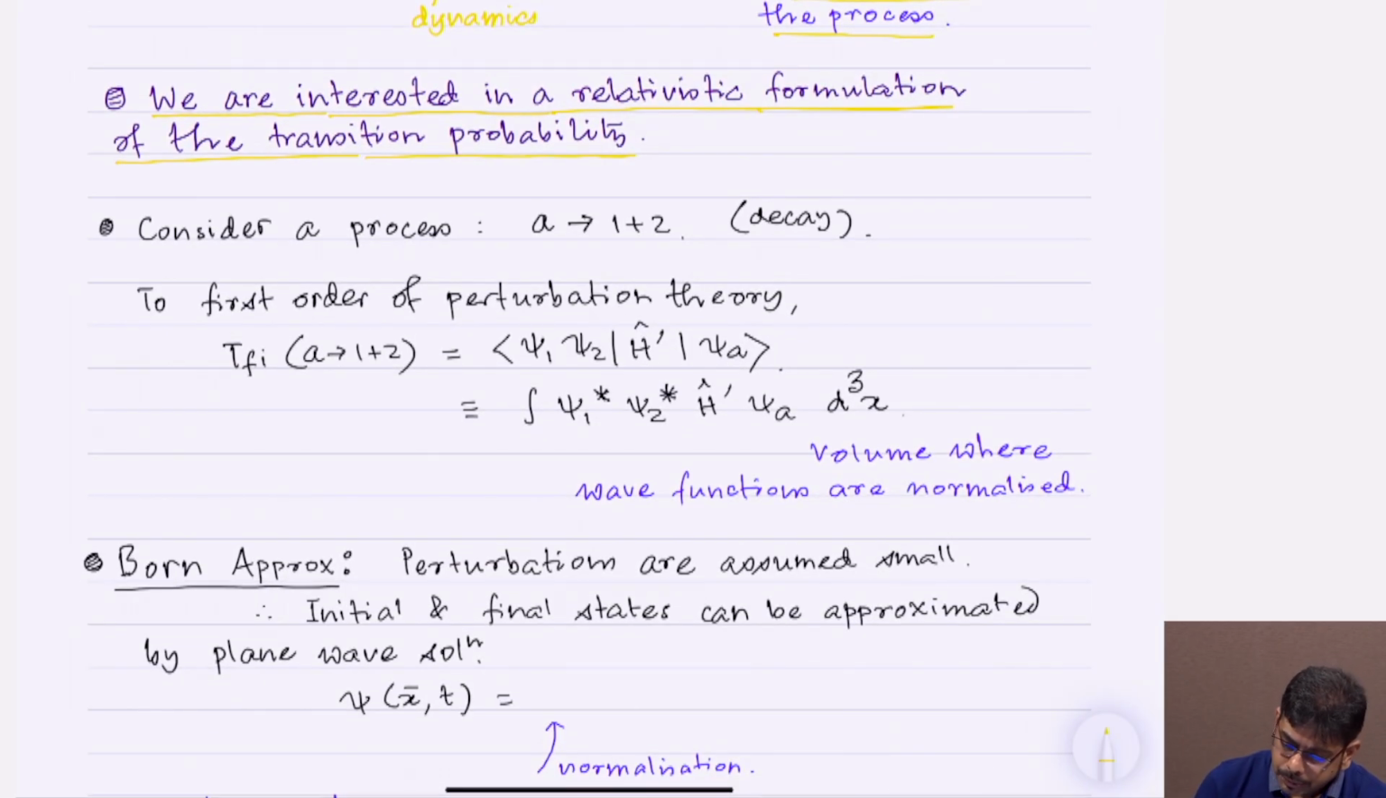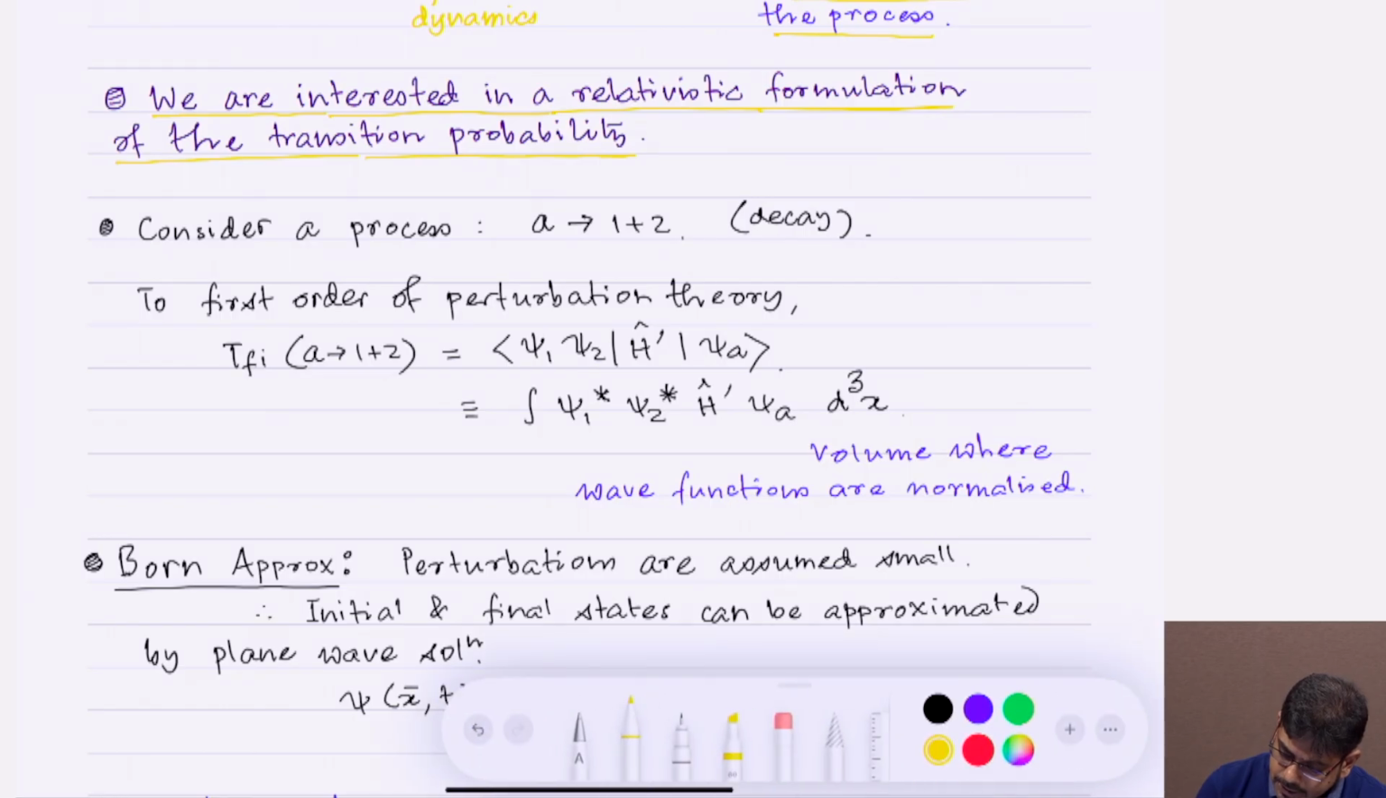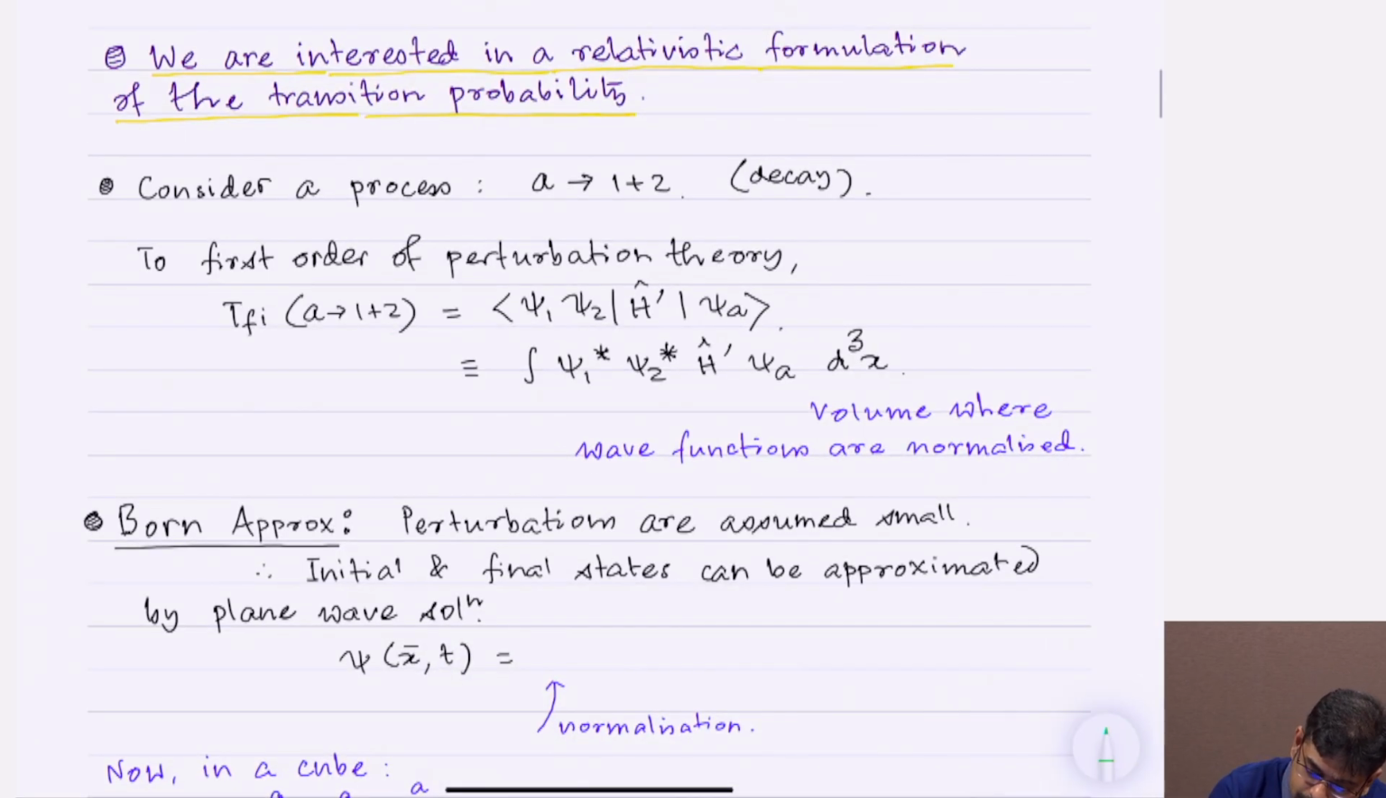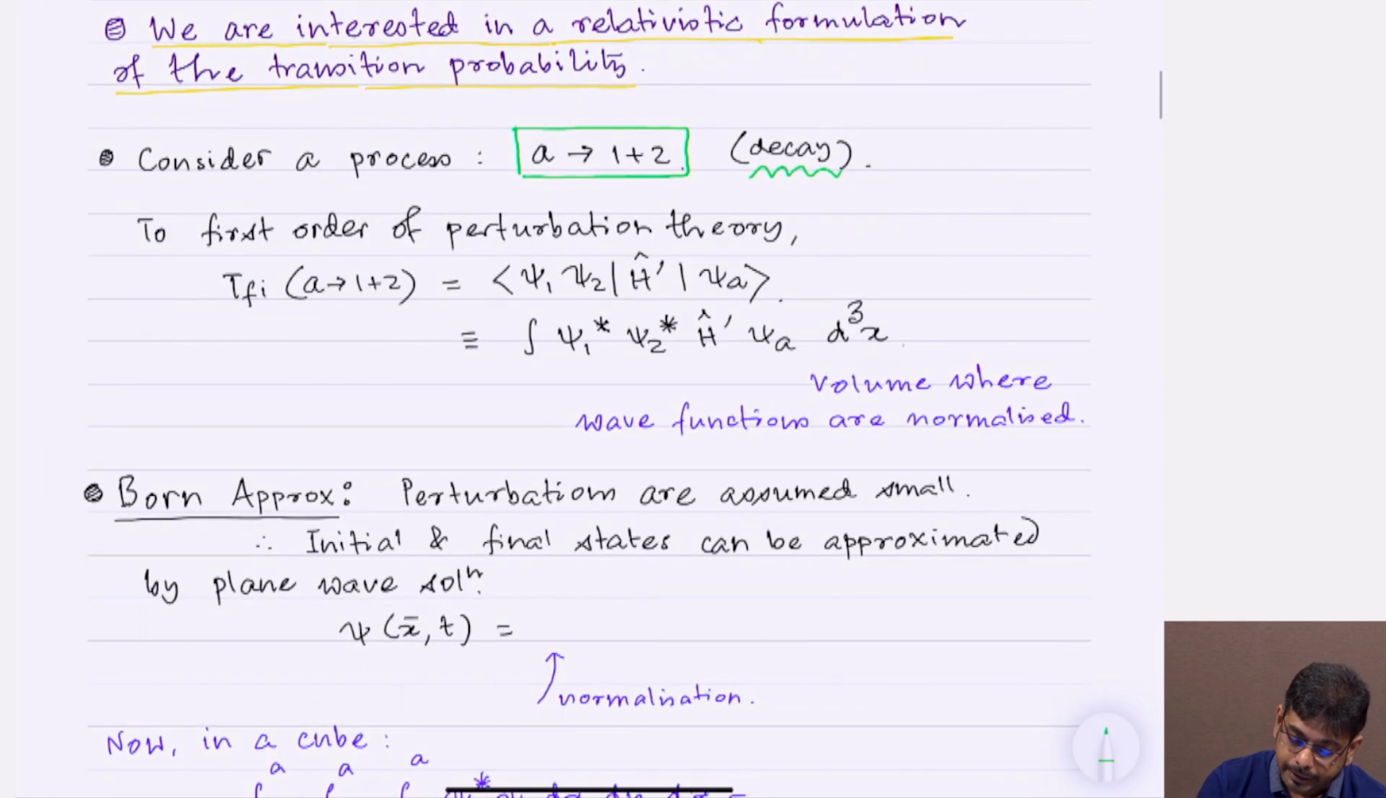Okay. So, now let us consider a process which is like A going to 1 plus 2. So, this is a simple process. You can say that this is actually a decay process, right. A particle decays into two particles 1 and 2. Okay. So, now if I have to parameterize this decay using the transition probability of Fermi's golden rule, which we just talked about, how do I write it?